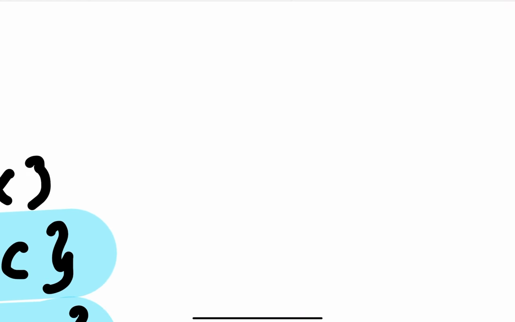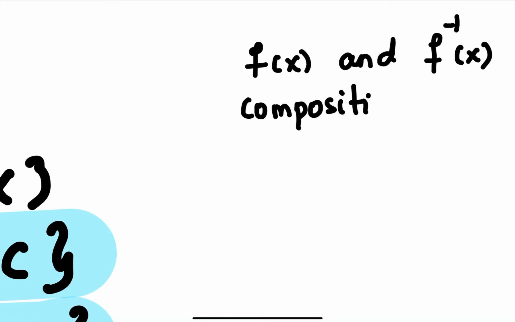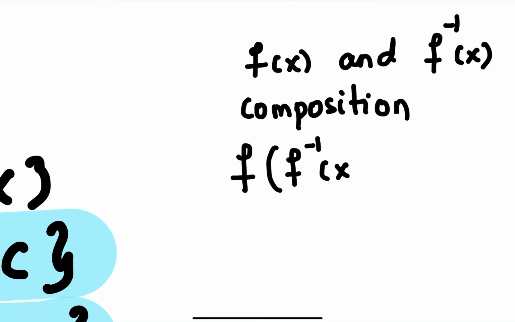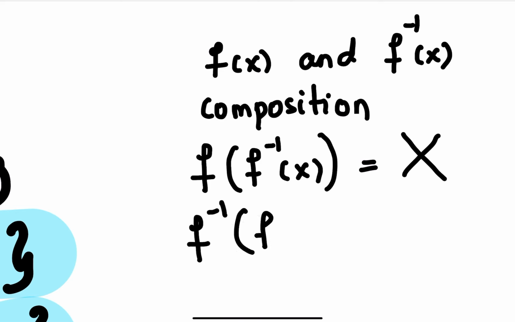For two functions to be inverse, or in the other way, how do I check if the functions are inverse? If I have two functions, f of x and g of x. You know what, let me just take the inverse notation. If I have two functions, f of x and f inverse, for me to check if these two functions are inverses of one another, I have to find the composition. Composition. What does that mean? I'm finding f of f inverse of x, and that should give you a plain x, and also f inverse of f of x.